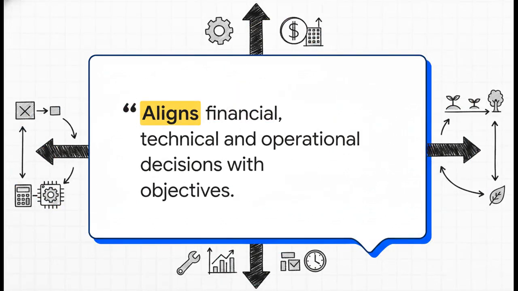Then we have principle number 2, alignment. This requires vertical coordination, so linking the top-level organizational purpose all the way down to specific daily technical tasks. But it also means horizontal coordination, meaning finance, operations, and engineering actually collaborate without friction across the asset's life cycle.